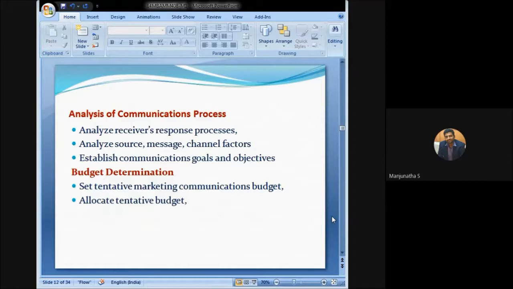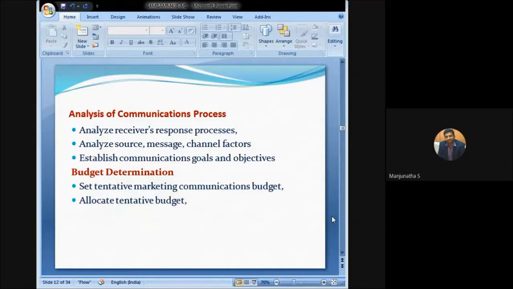Then budget determination also, we need to set a tentative budget for the marketing communication. We can't expect the exact amount or exact budget for the marketing communication, because market situations and market predictions are very unexpected. So unexpected expenses may rise. That's why at least a tentative marketing communication budget needs to be determined.